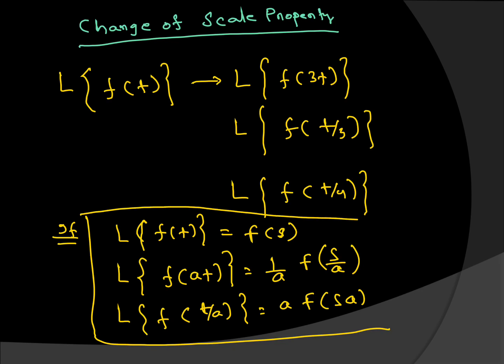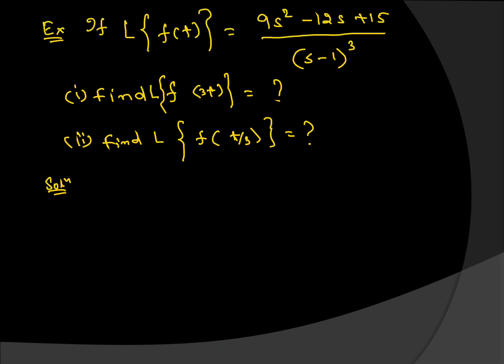So some examples we will do. In this example, Laplace of f of t is given as 9s square minus 12s plus 15 divided by s minus 1 whole cube. Then find Laplace of f of 3t. We have to use change of scale property. So Laplace of f of 3t, 3 is multiplying, so you divide: 1 by 3 F of s by 3.